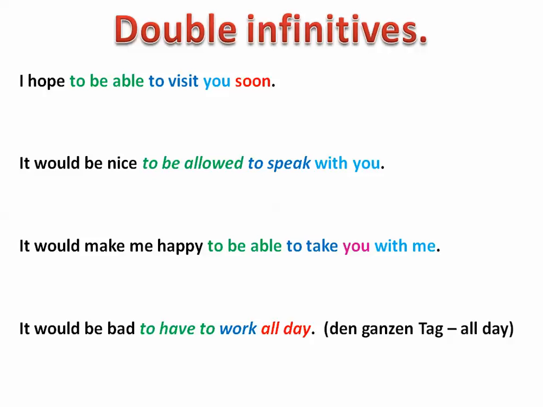Okay, one note here on double infinitives, which you will sometimes see. I hope to be able to visit you soon. Normally when you encounter a double infinitive, it's going to involve a modal verb. So to be able to is können. So to say this in German, you'd say ich hoffe bald, dich besuchen zu können. So this is saying, I hope soon to be able to visit you. It's almost like you have to work backwards. Ich hoffe bald, dich besuchen zu können.